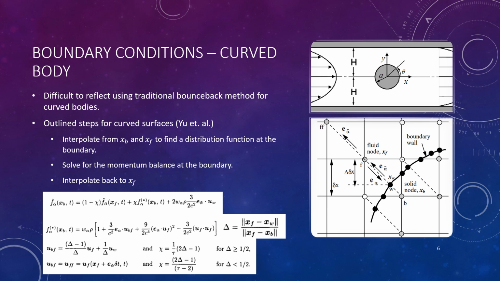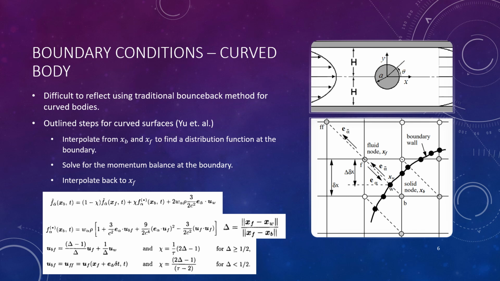For my boundary conditions at the circle geometry, I used a method for curved surfaces outlined by Yu et al. It is difficult to account for curved surfaces using traditional bounce-back approaches. While it is possible to set the velocity inside the circle to be 0 and continue calculations, this provides inadequate accuracy around the geometry. Therefore, the bounce back is calculated to account for the momentum transfer at the surface itself. This is done through interpolation.